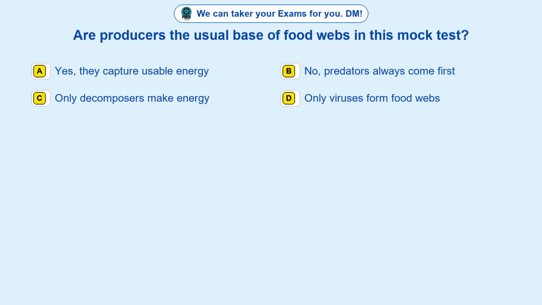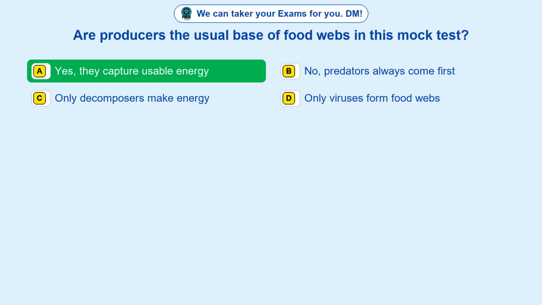Question 17. Are producers the usual base of food webs in this mock test? Option A. Yes, they capture usable energy. Option B. No, predators always come first. Option C. Only decomposers make energy. Option D. Only viruses form food webs. The correct answer is option A.